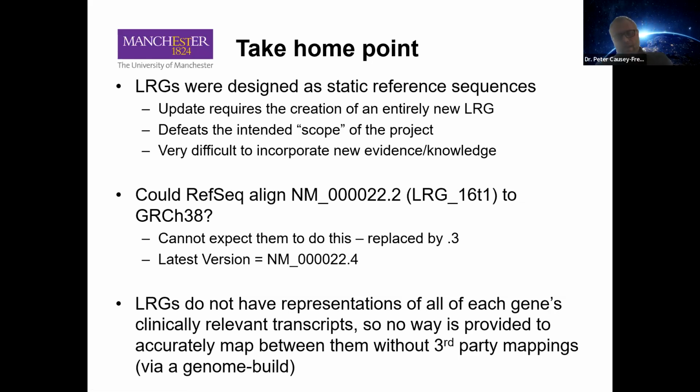There's another slight problem with LRGs in that, unlike genomes, they don't have annotations for every single clinically relevant transcript. So the problem is that if you want to map between one LRG transcript and another, you cannot go directly to the LRG reference sequence and back again. You have to go to a genome build and then back onto the transcript. So there are actually some problems with the content of LRGs and what the clinically relevant transcripts are, and these do need to be considered, which I'll talk about shortly. Next point, please.